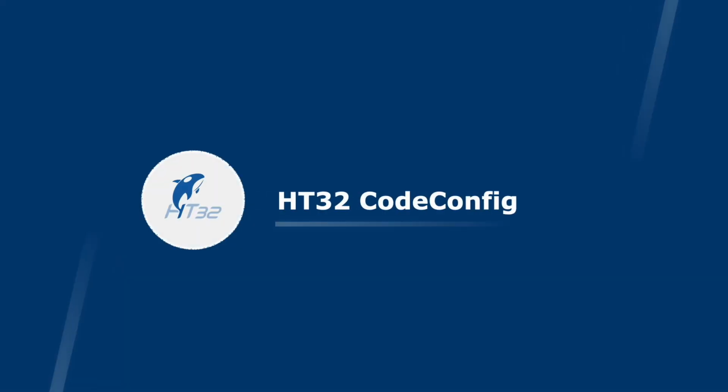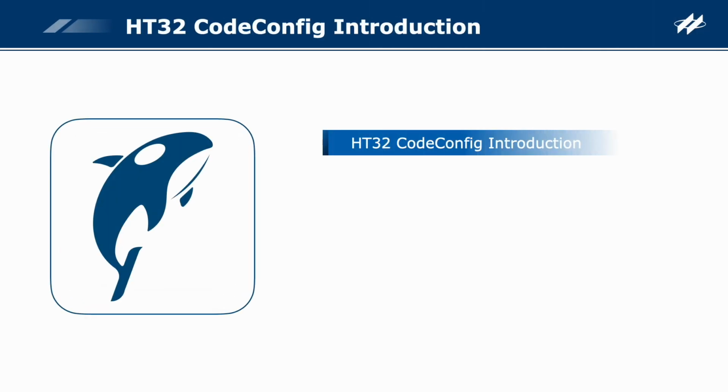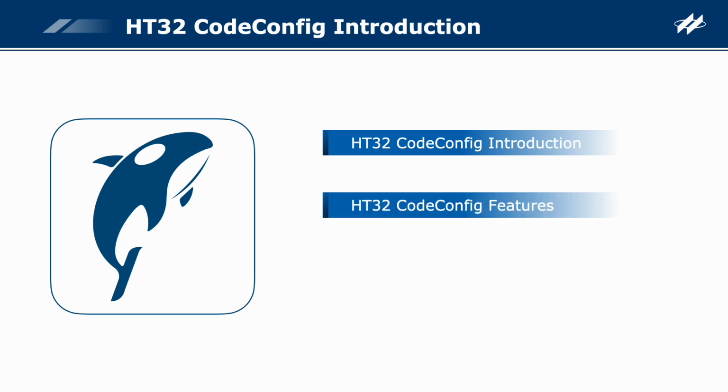HT32 CodeConfig. The HT32 CodeConfig is an auxiliary development software for the HT32 series of MCUs. This software will assist in the creation of MDK, IAR projects for various MCUs as well as implementing the initialization of MCU basic peripherals according to graphical settings. Using the HT32 CodeConfig can quick start project.